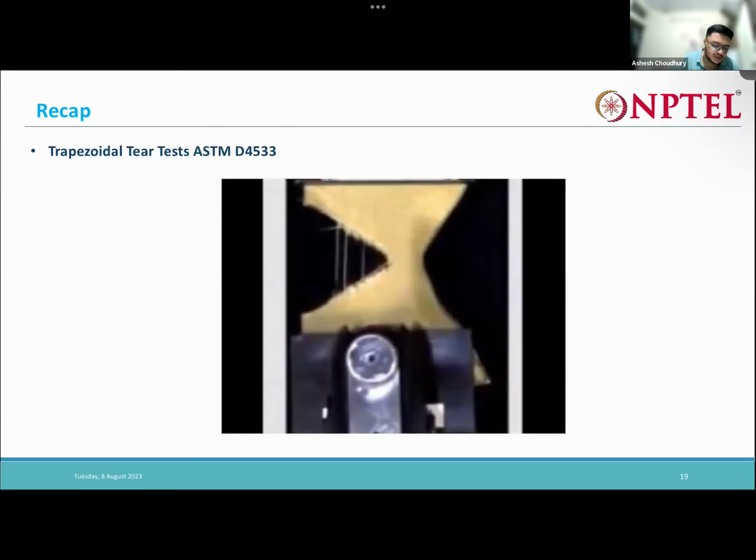Then we have the trapezoidal test. In the trapezoidal test, we have a geosynthetic sample. A cut of 25 mm is made here, and trapezoidal clamps are attached here, and these are pulled apart. With that, we get the tear strength, meaning the load at which the geotextile completely tears or ruptures. Let me just show you this next, and I will show you the video.